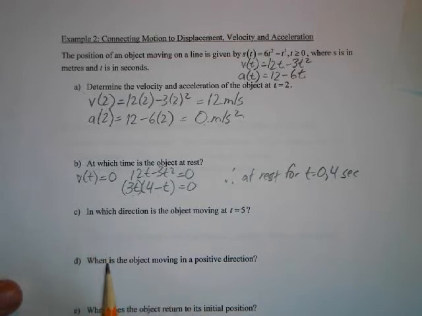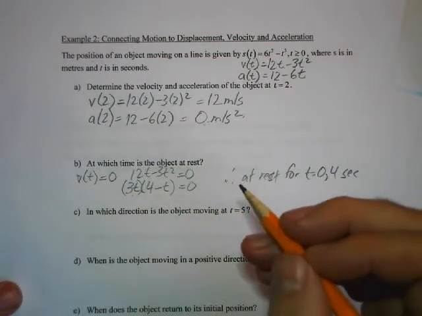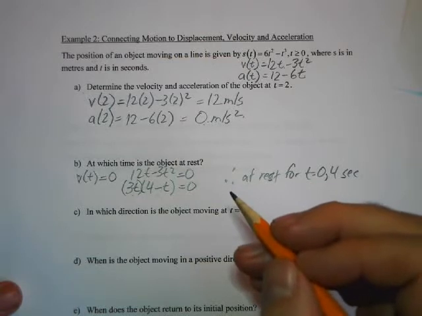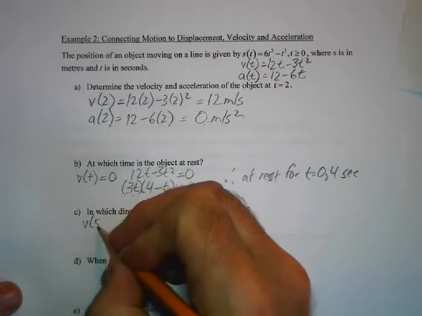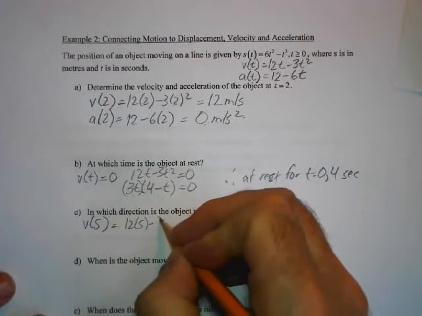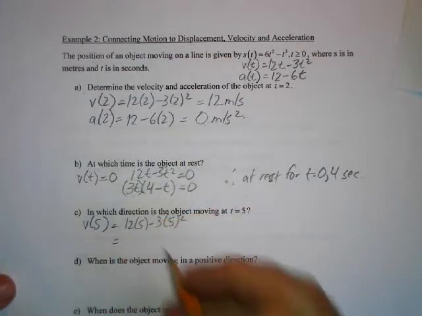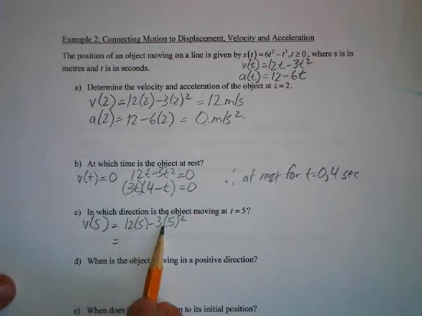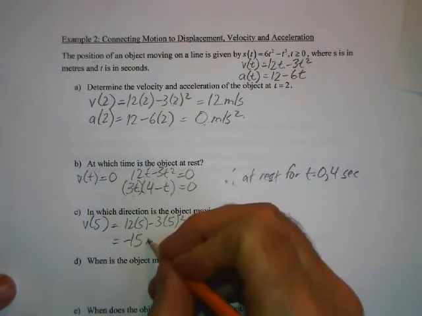Part C, in which direction is the object moving at t equals 5? So we're going to plug this into our velocity. Our velocity tells us if it is moving to the right or to the left based on the sign. So we're going to find v of 5. That's going to be equal to 12 times 5 minus 3 times 5 squared. That's 60 minus 75, which is negative 15. And that would be meters per second.